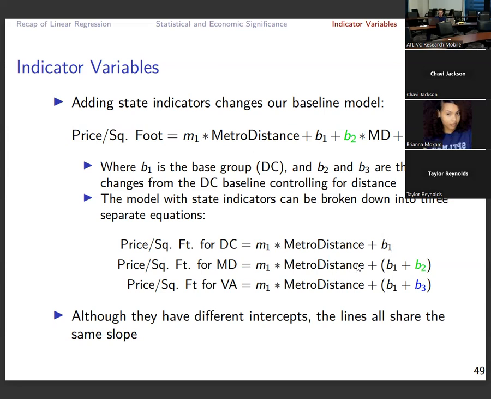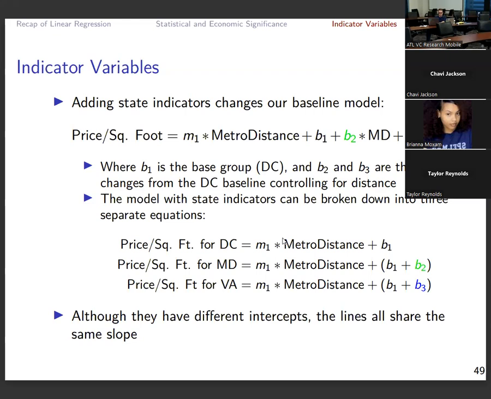For Maryland, I not only include the B1, but I have to add in the B2. And for Virginia, I add in the B3. But I can't just, for Maryland, look at B2. I've got to use the base, because the B2 is just telling me how Maryland is different from the base, which is DC. B3 is telling me how Virginia is different from the base, in other words, DC. Does that make sense? And in this case, all of them have the same relationship relative to the metro distance.